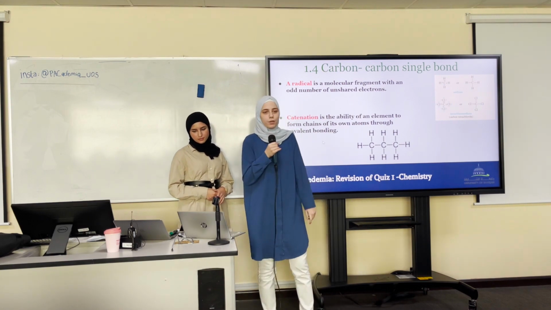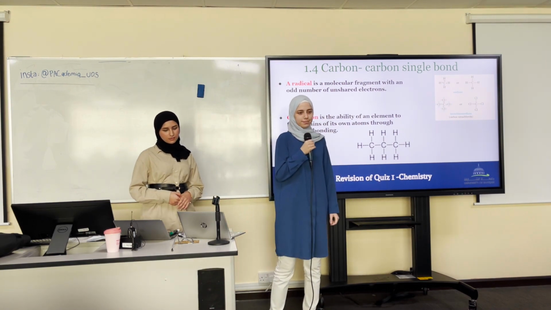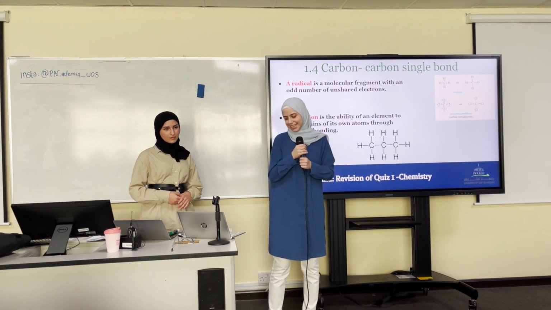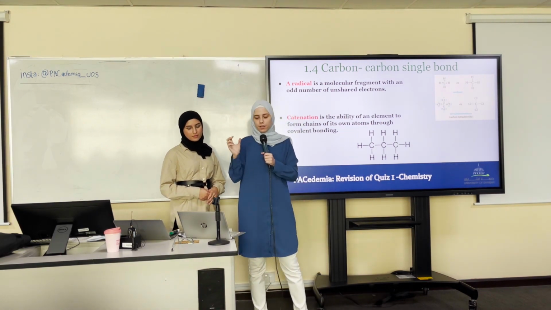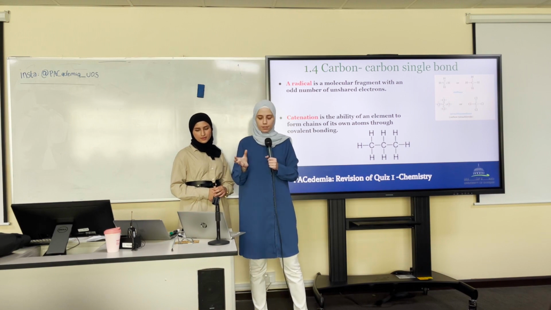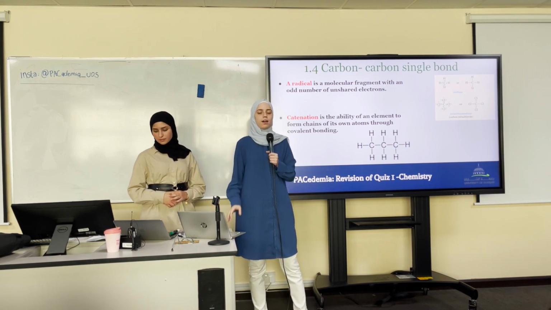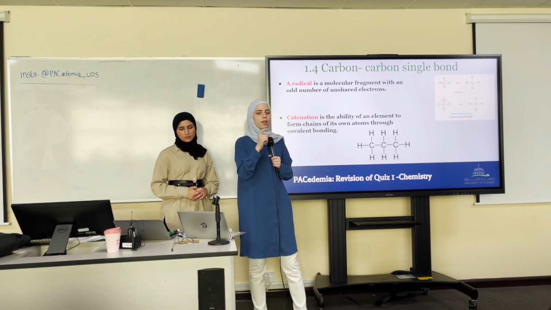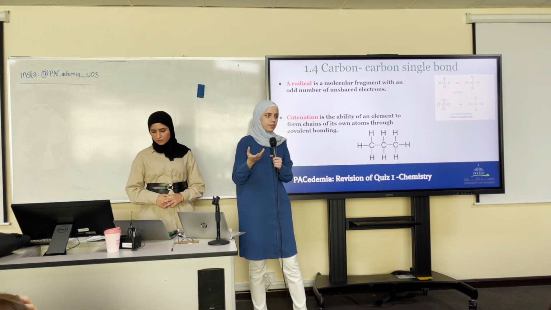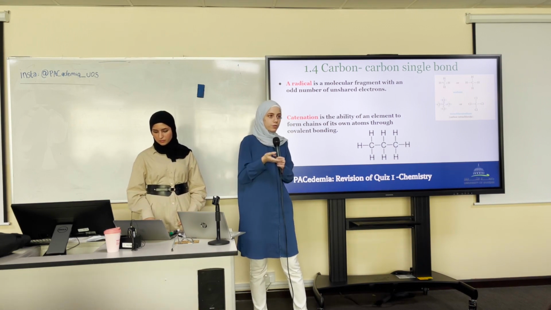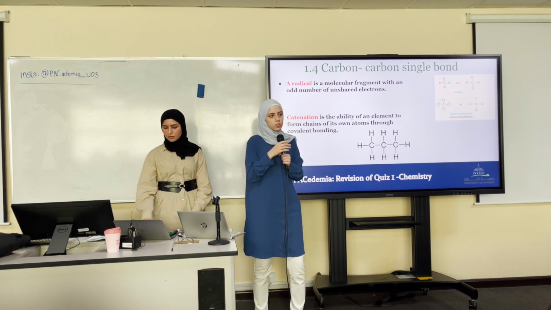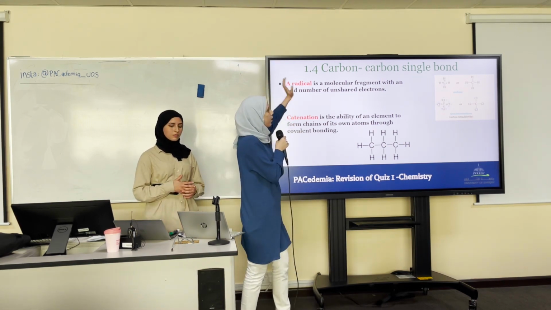Okay. What is a radical? It's like not included, it's alone, right? Yes. A radical is actually a molecular fragment with an odd number of unshared electrons. For example, oxygen radicals of the oxygens in the body will be toxic. Why? It can attach with water and cause H2O2, which is toxic to the body. So radicals, just know that they have odd numbers of unshared electrons.